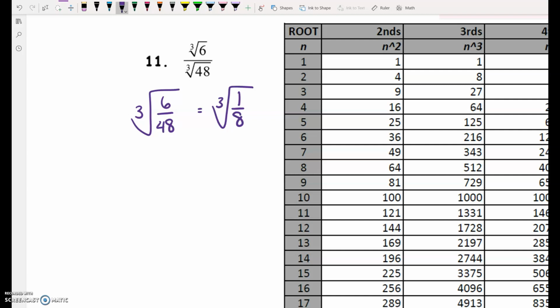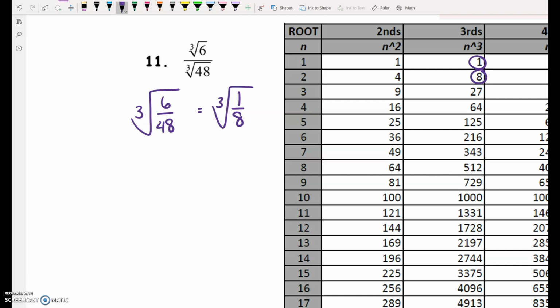Or you could do 6 divided by 6 is 1, 48 divided by 6 is 8. Now that we've simplified it, I'm going to split it back up again. The reason I'm splitting it back up is that I see both 1 and 8 in my perfects chart, so I know that we can do the cube root of each of those numbers.